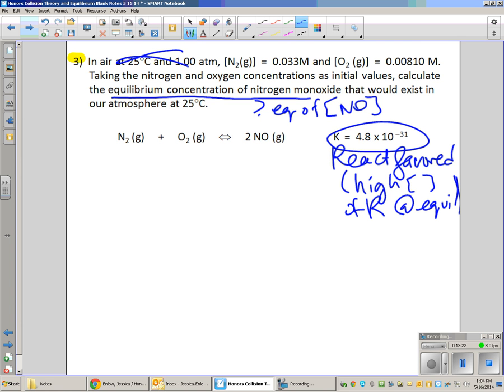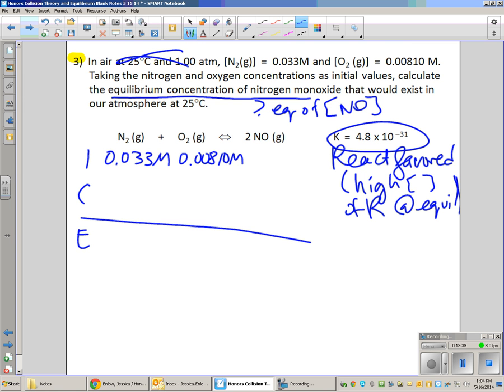What do they tell us to do initially? All right, so they say in hidden words, we're going to make an icebox. And this is like an equal sign. This is 0.033 molar. Oxygen is 0.00810 molar. And nitrogen monoxide is, no, not yet, is 0. Because if they don't tell us we have any initially, we can't assume anything else but, hey, they didn't tell me I have anything, so that means I don't have anything. So you have to call that 0.